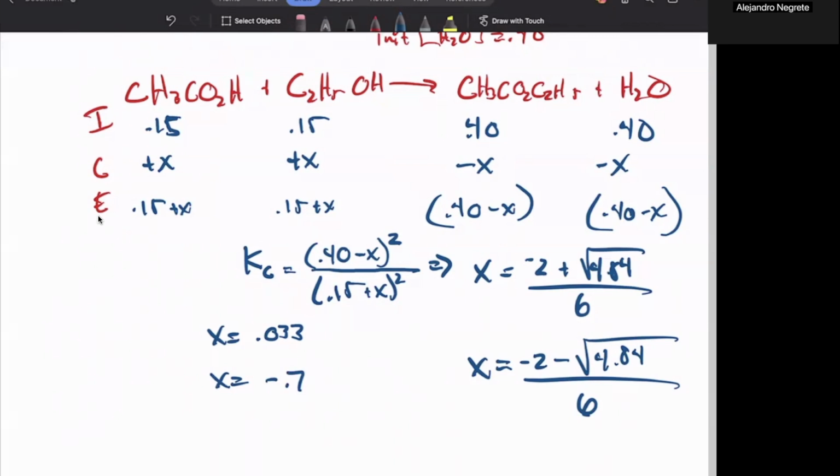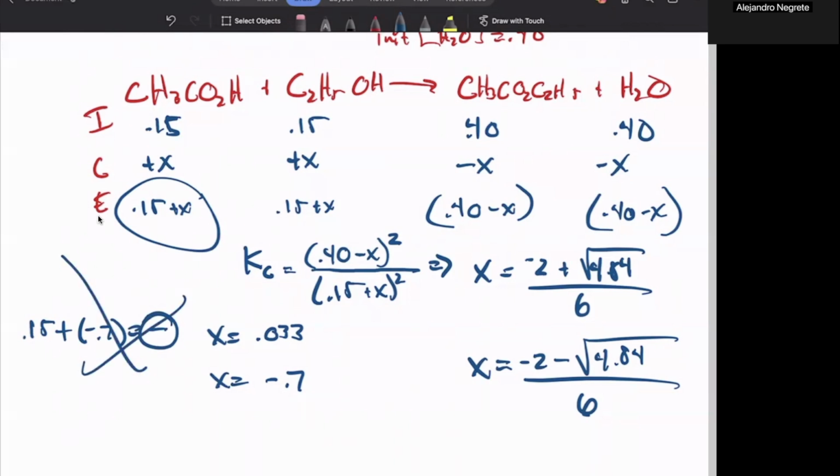Right? So now we're able to determine what this is going to be. Now, if we're using negative 0.7, this is what happens when we use the negative. So I'm going to use this just to kind of explain what's going on. If we know what X is, 0.15 plus a negative 0.7, this is going to give us some negative value, right? We don't have negative concentrations. So we know that X is not equal to negative 0.7. It is going to equal just 0.033.